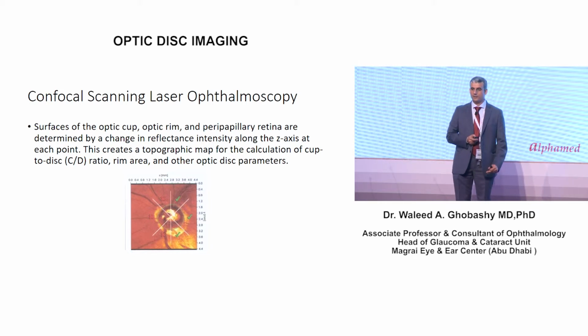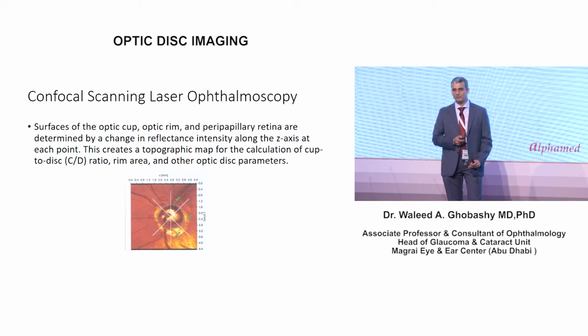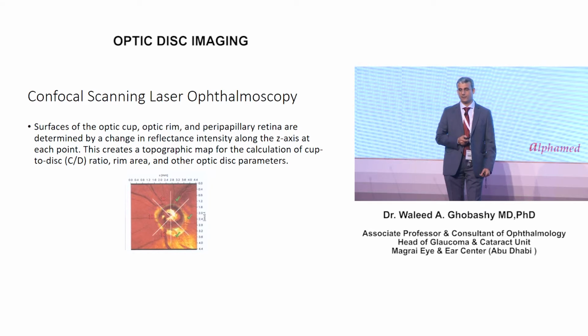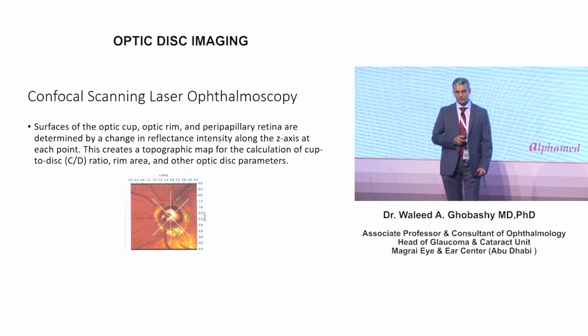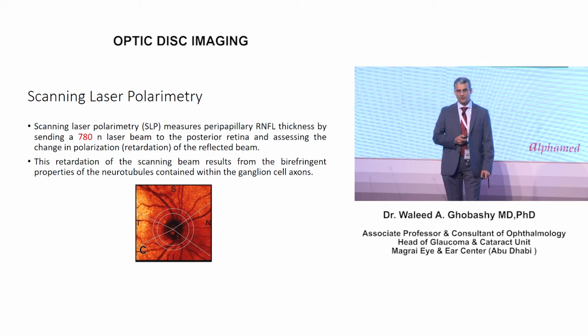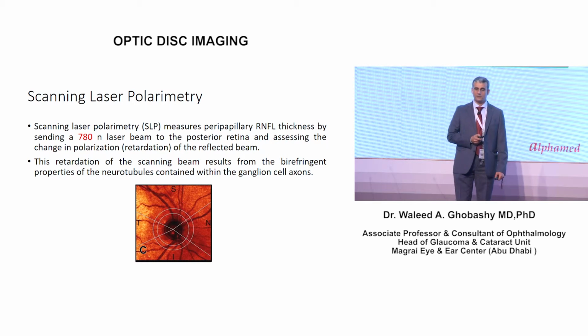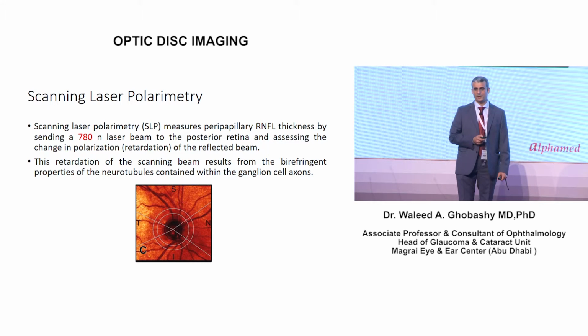The surface of the cup this way and the optogram and the prepupillary retina can be calculated. And this creates a topographic map with the calculation of cup disc ratio, rim area, and other disc parameters. The second instrument is scanning laser polarimetry, which is less popular.